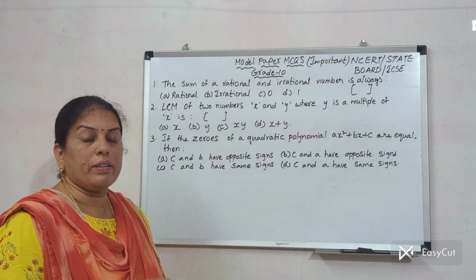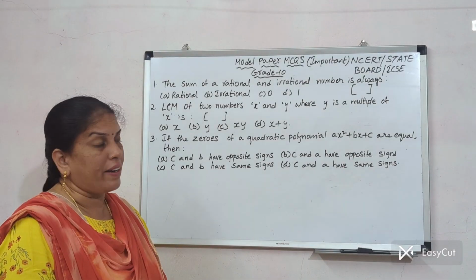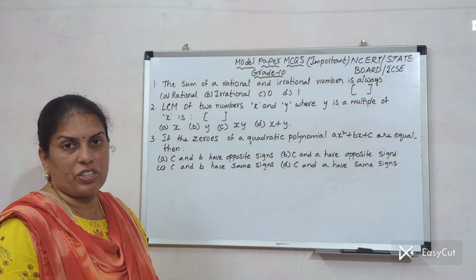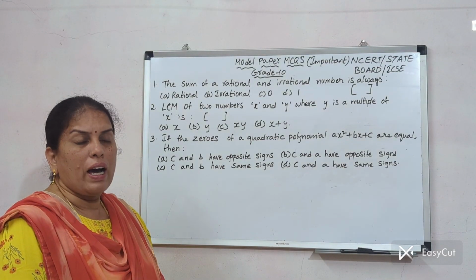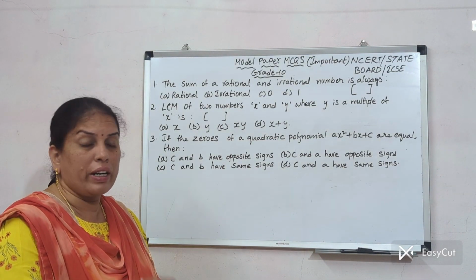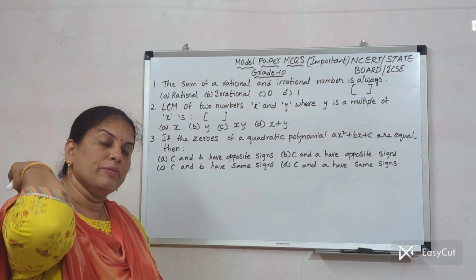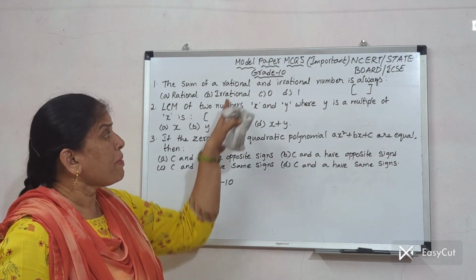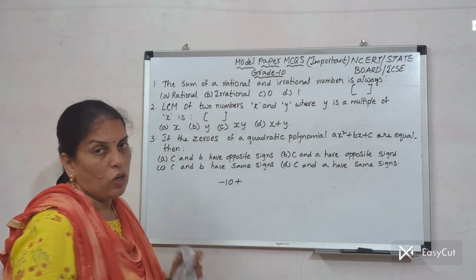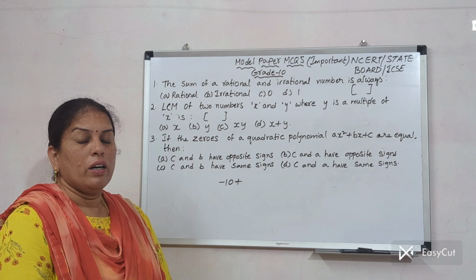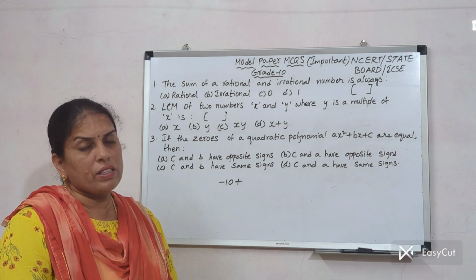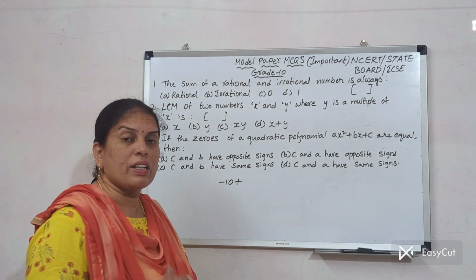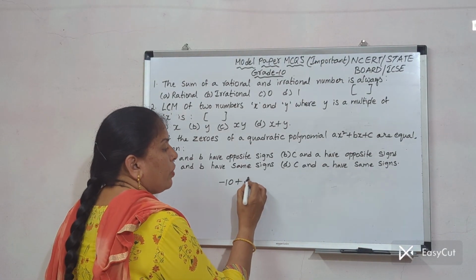They asked you the sum. Sum is add. You must add a rational number and an irrational number. Let's take an example of a rational number. Any example you can take. I am taking 2. 2 is a rational number. You can take 10, 11, minus 10 also. I am taking minus 10. For the sum, what should we do? Plus. Irrational number: root 2, root 3, root 5, root 11. These are all irrational numbers. I am taking the irrational number as root 3, and I am adding root 3.